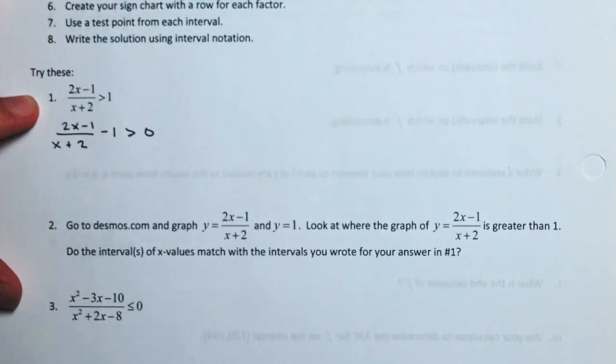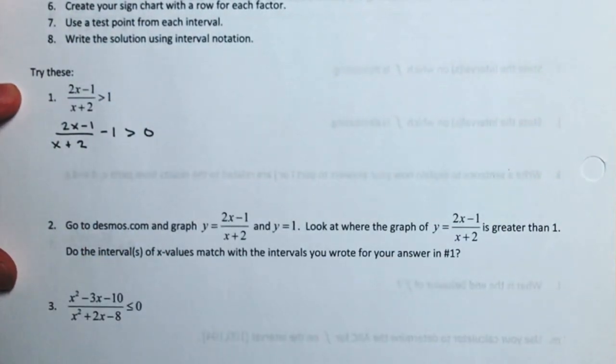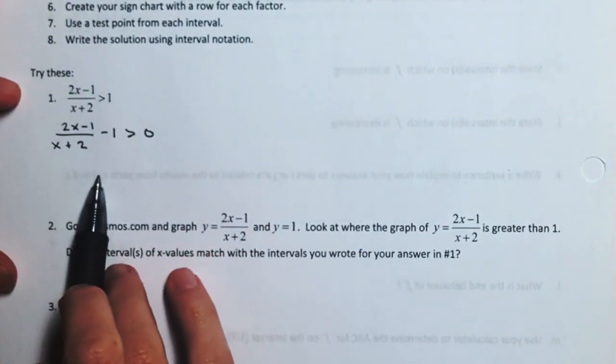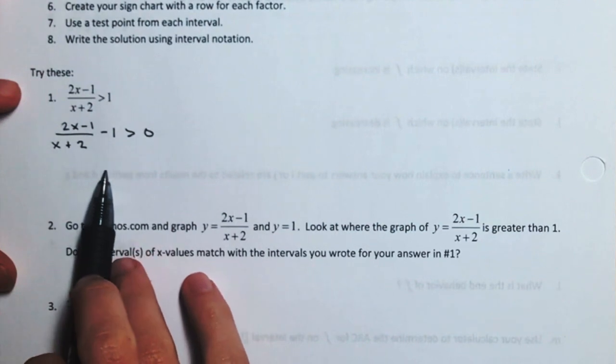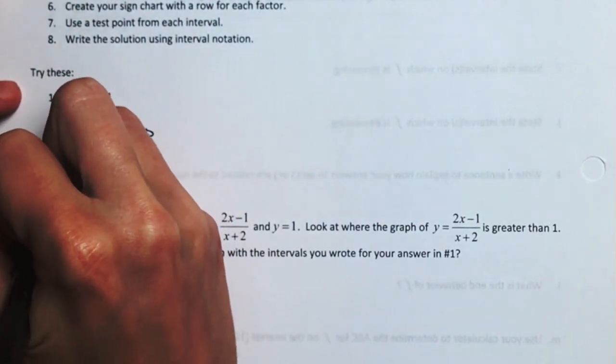Greater than 0. In order to combine these, what am I going to do? I need to have a common denominator, right? In order to add and subtract fractions, I have to have a common denominator. So we have got to find the least common denominator.